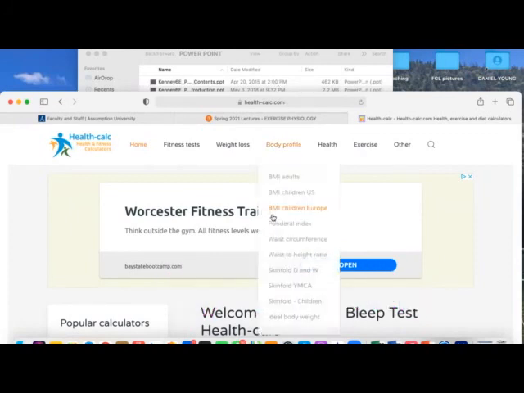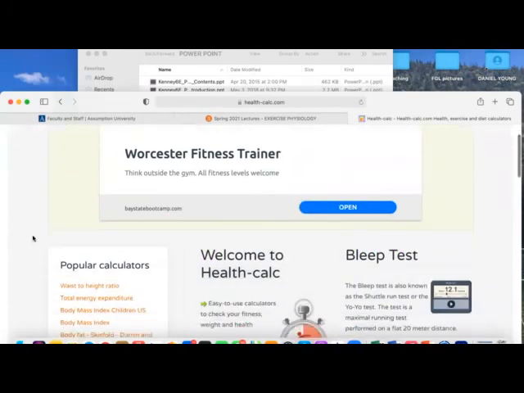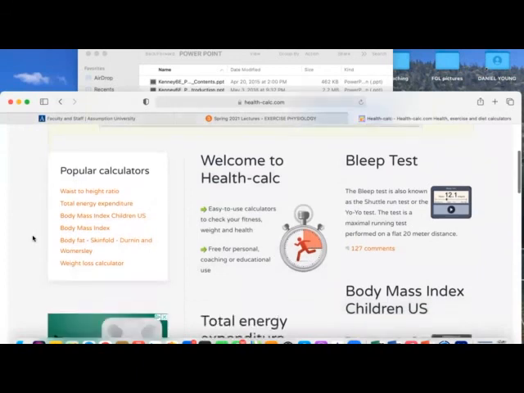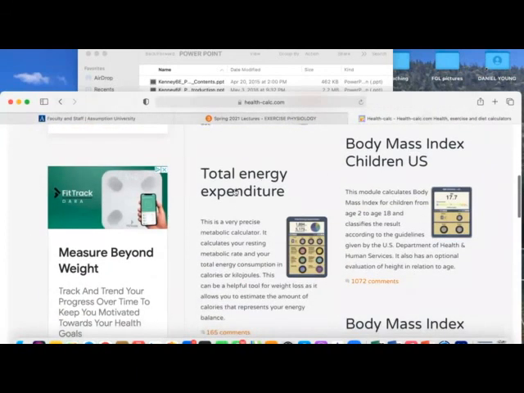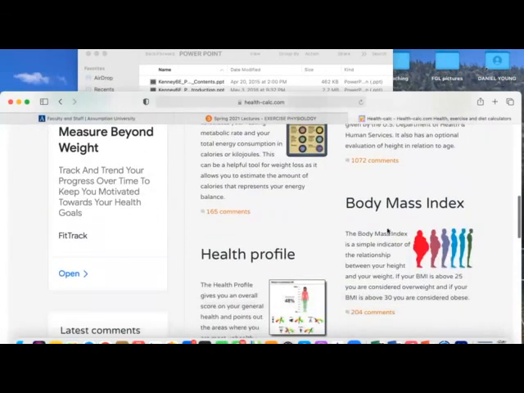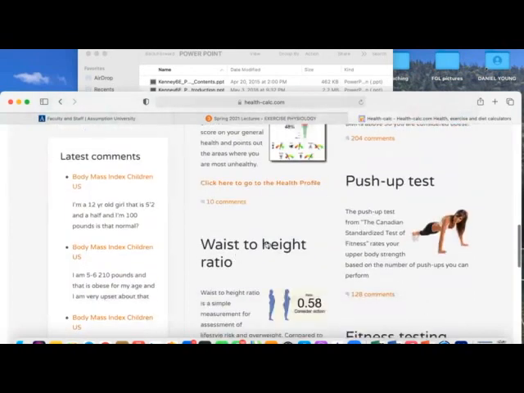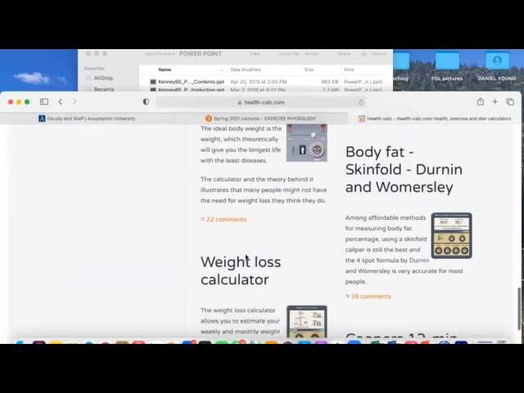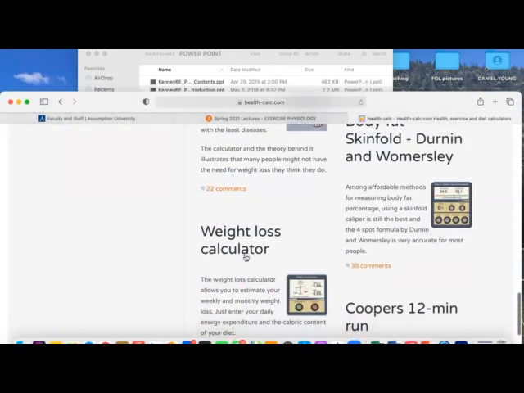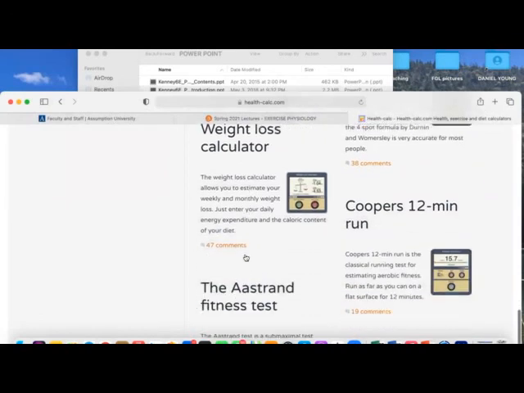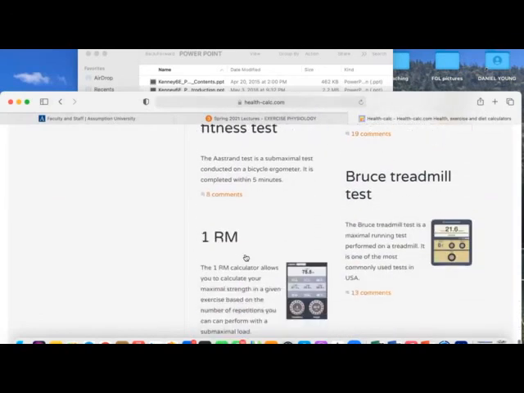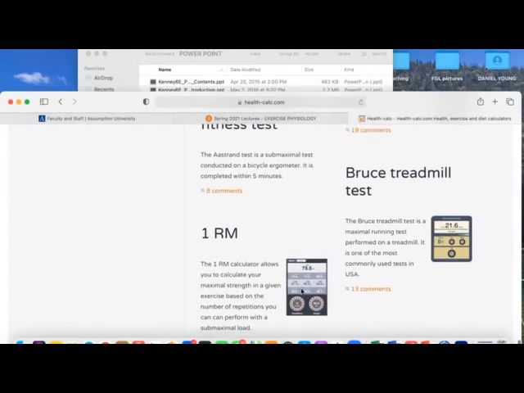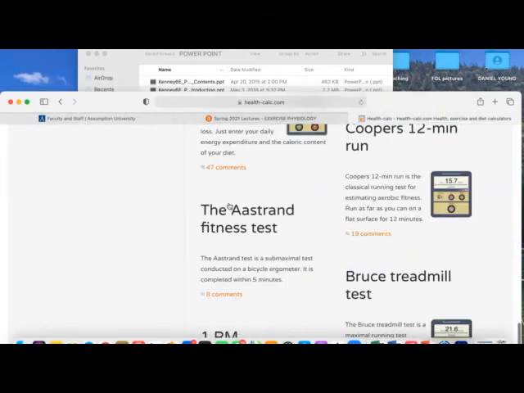If you look on it, there's a bunch of different cool calculators. There's a total energy expenditure calculator. There's a body mass index, a waist to hip ratio, a push-up test, calculating your ideal body weight. So if I had a client and I was doing consulting work, I would do all of these tests. I just go to each one of them. There's an Astrand-Rhyming fitness test.